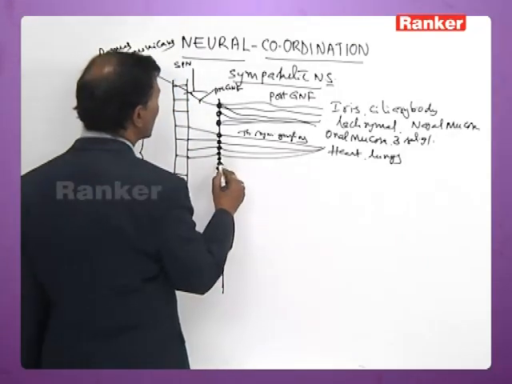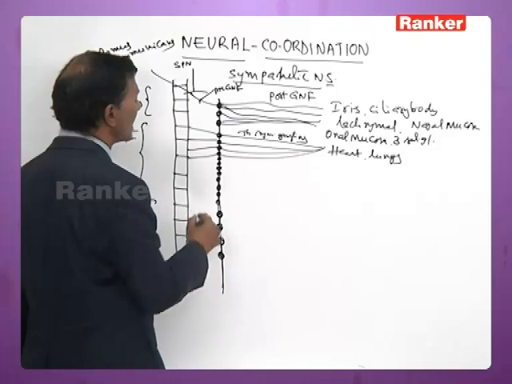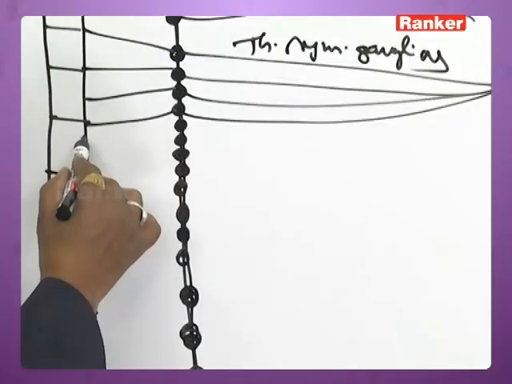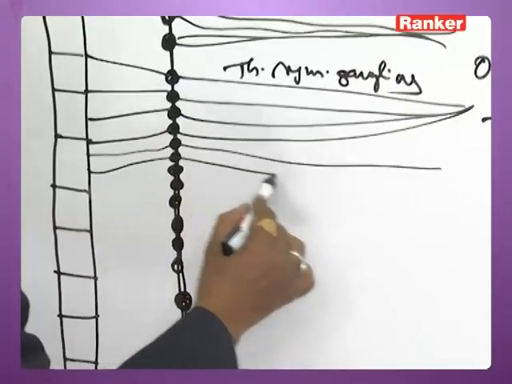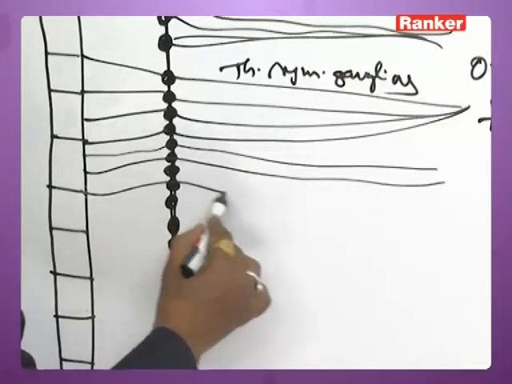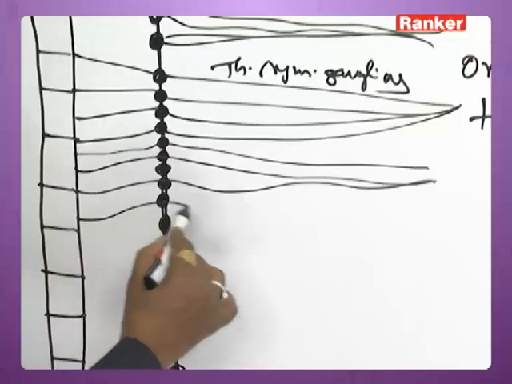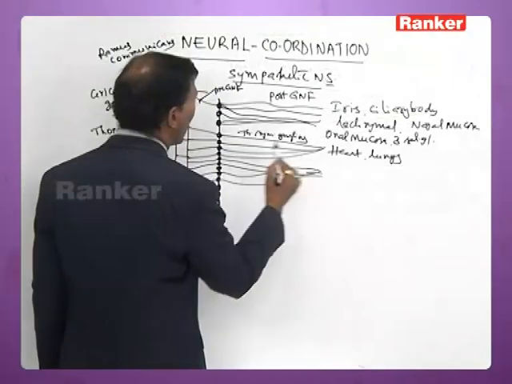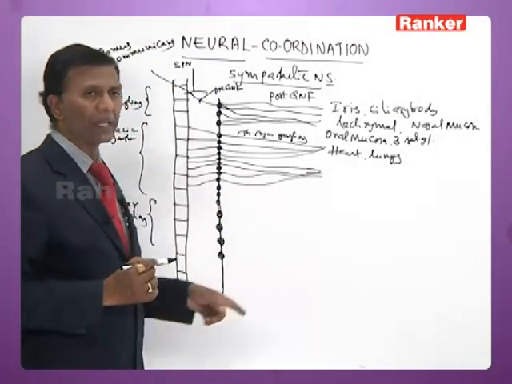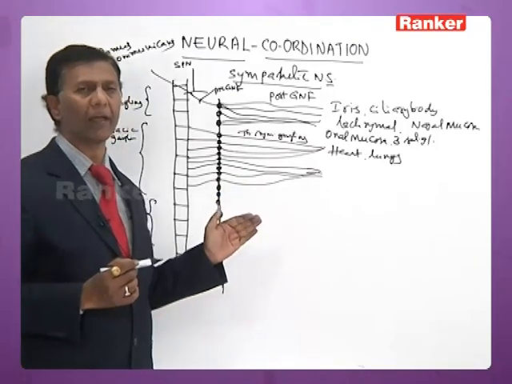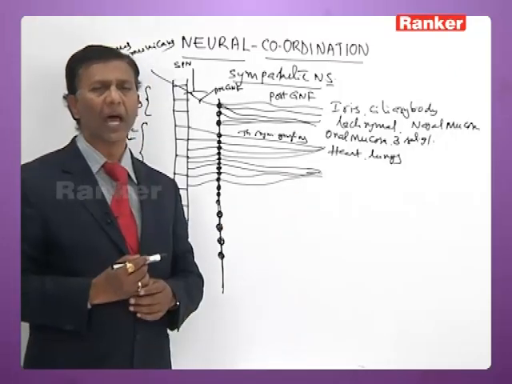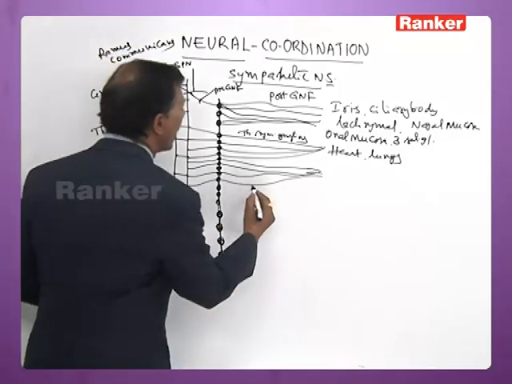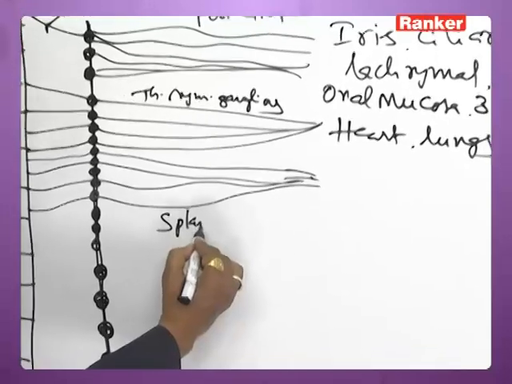Now in case of lower thoracic and upper lumbar, the preganglion nerve fibers directly traverse through these ganglion. They don't end at the ganglionic level, they traverse through the sympathetic ganglions. All of them traverse through the sympathetic ganglion and extend up to the visceral organs, you know. Such nerves are called splanchnic nerves.